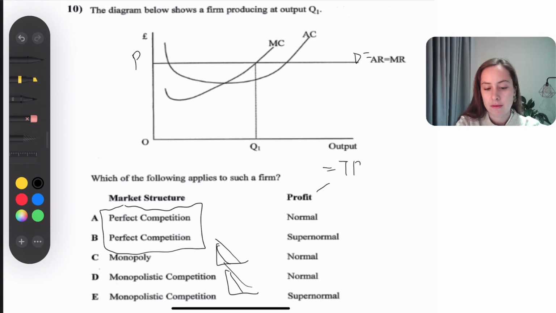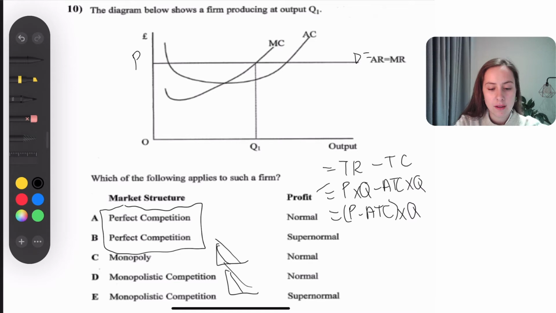So profit is the difference between your revenues and your costs. I like to split this up. I know some people don't like to do this. For me, I'm a little bit more math oriented, and it helps me understand this. So profit is equal to the difference between your price and your costs, your profit margin, and then you multiply it by how many units.